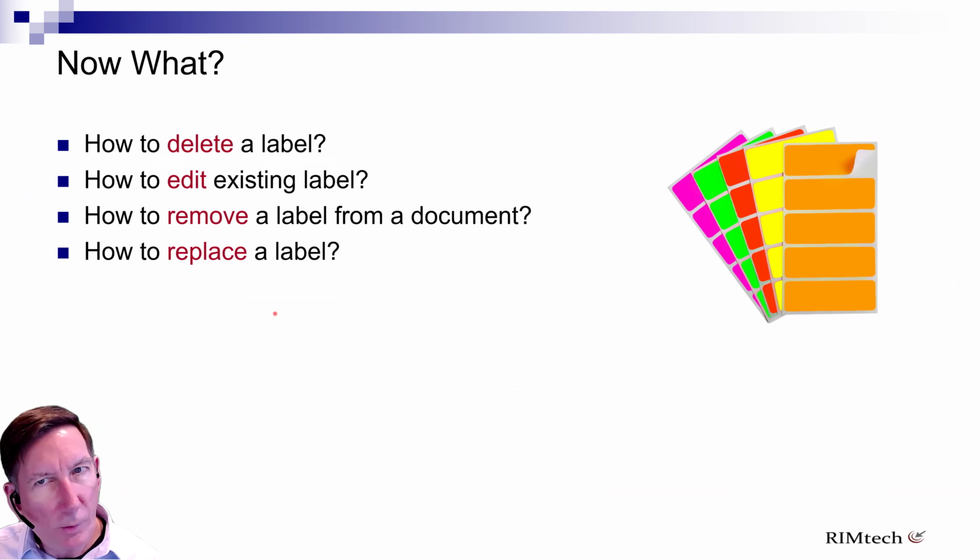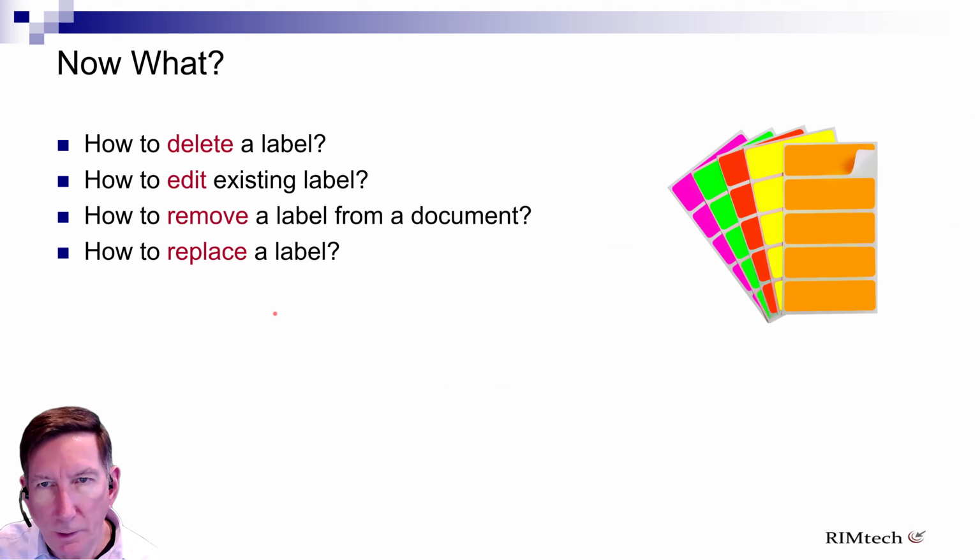Now you've got 4 questions we had to ask. How do we delete a label? How do we edit an existing one or peel one off from a document? Notice the difference between bullets 1 and 3. 1 is delete a label. Number 3 is how do we remove a label? What's the difference? Deleting a label is to make it disappear, go away. It doesn't exist anymore. Removing a label says, oops, I stuck it on the wrong document. Peel it off.